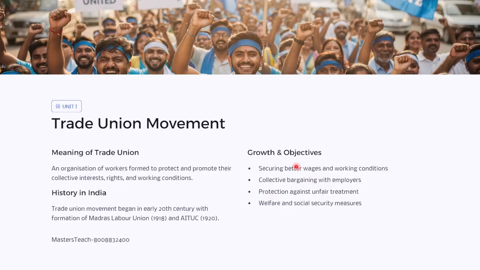So what is the growth and objective of the trade union? In order to secure better wages and working conditions, collective bargaining with the employer, protection against unfair treatment, welfare and social security measures.